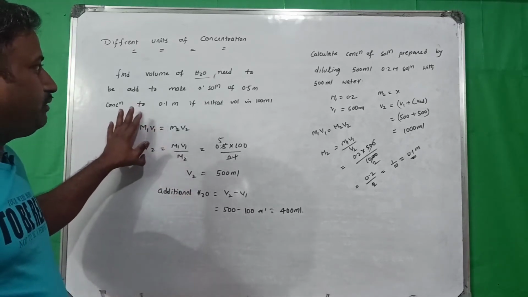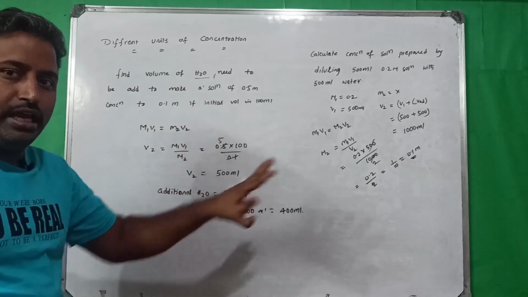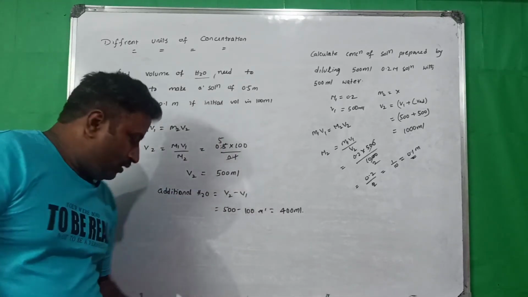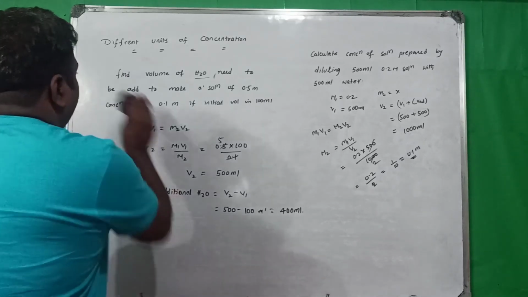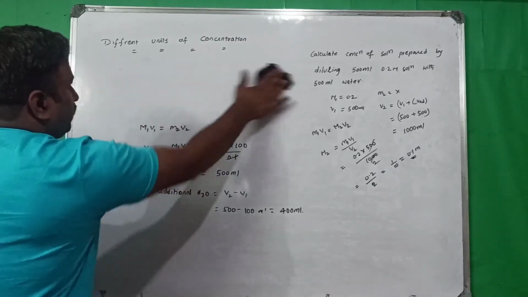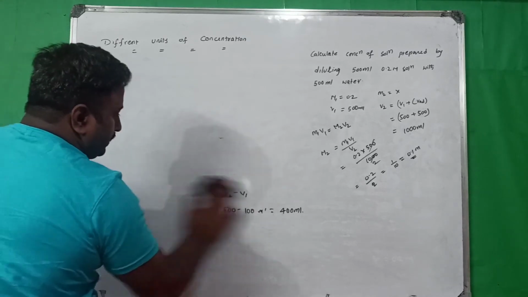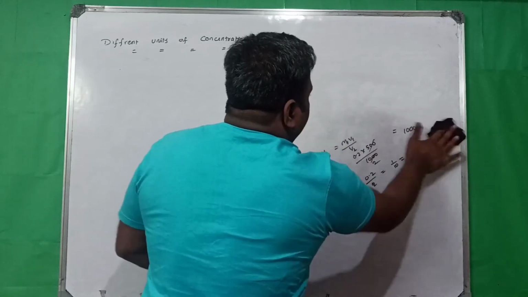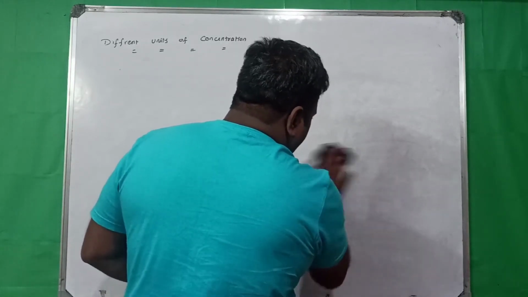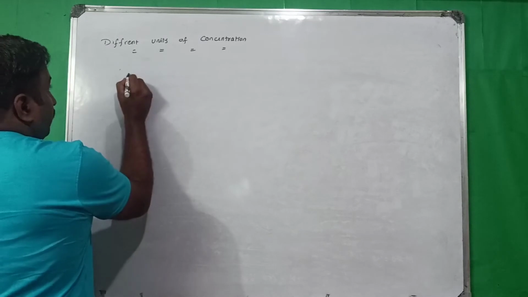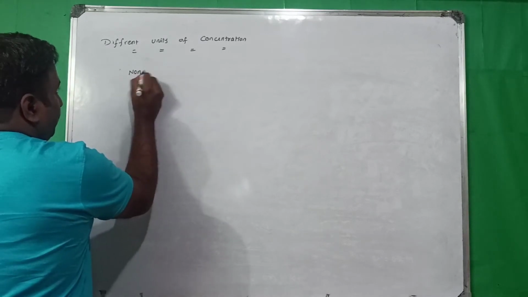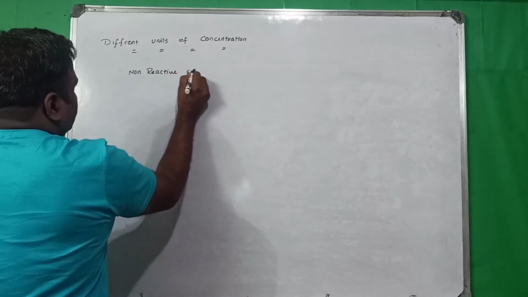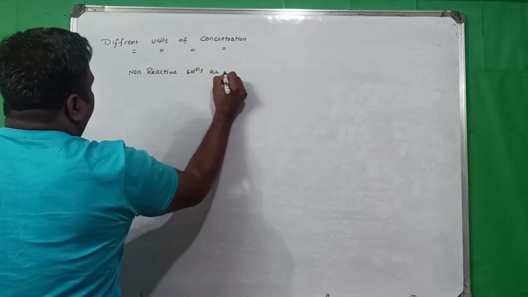Now let us learn how to find the concentration of solution when two solutions are mixed. Now this is the method we have to use when same solution is diluted. Next we are going to learn about when two solutions are mixed. Calculation of concentration of resultant solution when two solutions are mixed. Again, in that we have two types. Mixing of non-reactive solutions. So non-reactive solutions are mixed.